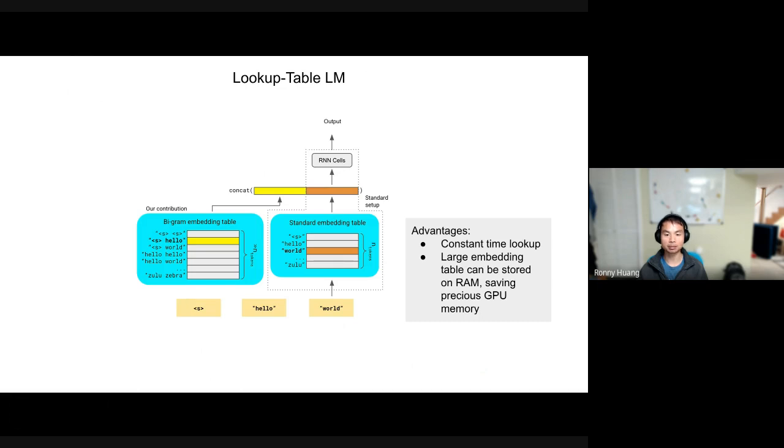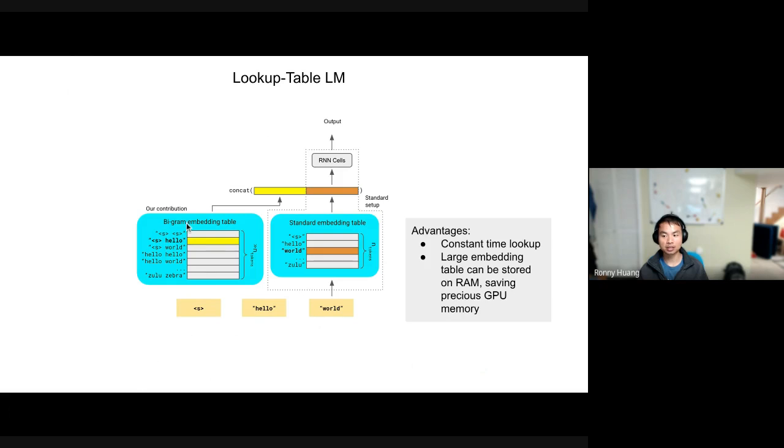Our lookup-table language model introduces an auxiliary n-gram embedding table that embeds the n-gram of the previous n tokens. For example, if the current token is world, the n-gram of the previous tokens, or the bigram of the previous tokens, will be start of sentence hello. That bigram will be looked up to a unique embedding, which is concatenated with the standard embedding and passed into the LSTM the usual way.